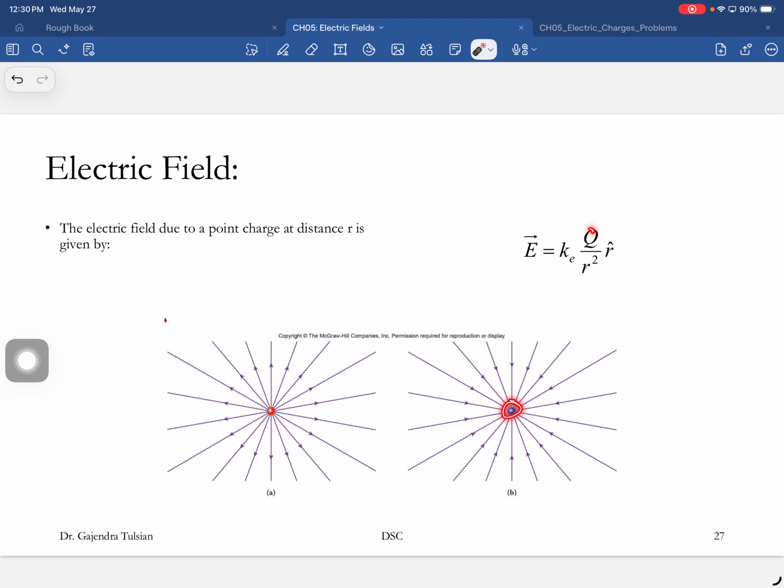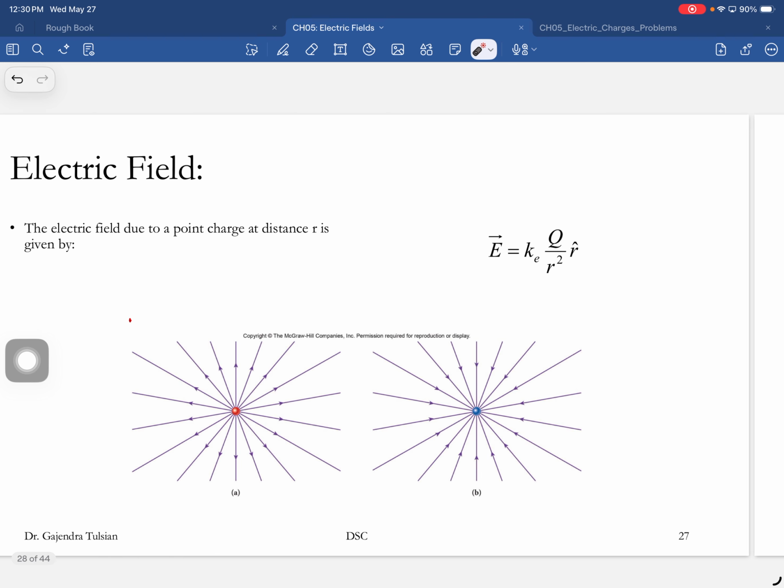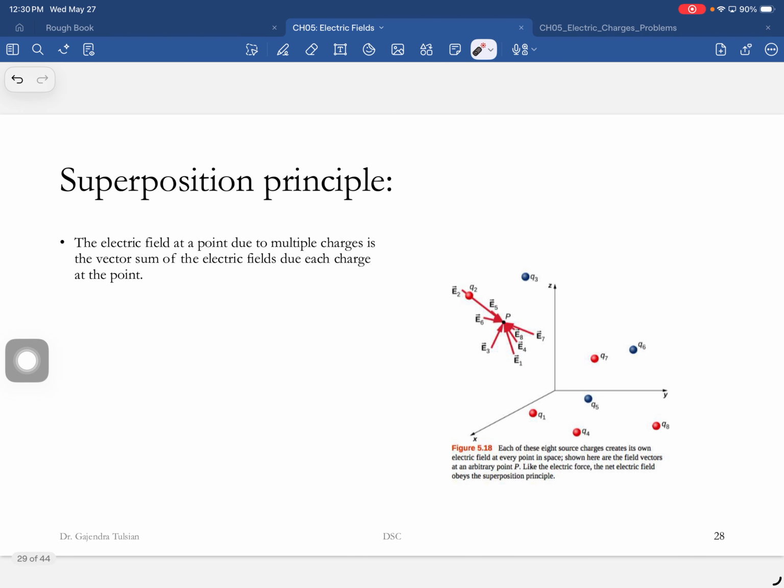From a negative charge, this is negative, and the electric field lines are pointing toward the charge. If you wanted to find the electric field at this point due to several charges, you use the superposition principle. You find the electric field due to this charge at that point, the electric field due to these charges, and add up all the vectors.